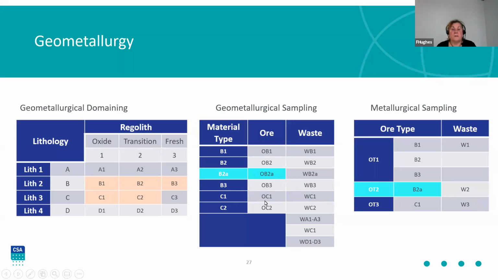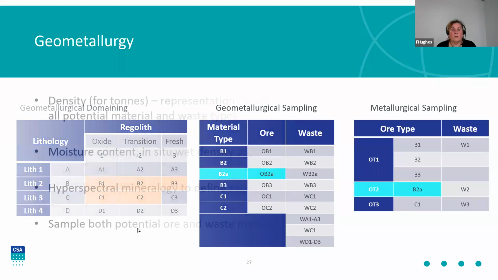We have 1, 2, 3, 4, 5, 6 ore types, a few more waste types. We have decided that the geometallurgical sampling has shown that the metallurgical responses for B1, B2, B3 are very similar, so we can lump them all together into one ore type. We've decided that B2A, which might be an alteration zone in a fault zone or a shear zone and has a different metallurgical response, we need to keep separate. And then we can bulk all the waste together as 3 types of waste as well.